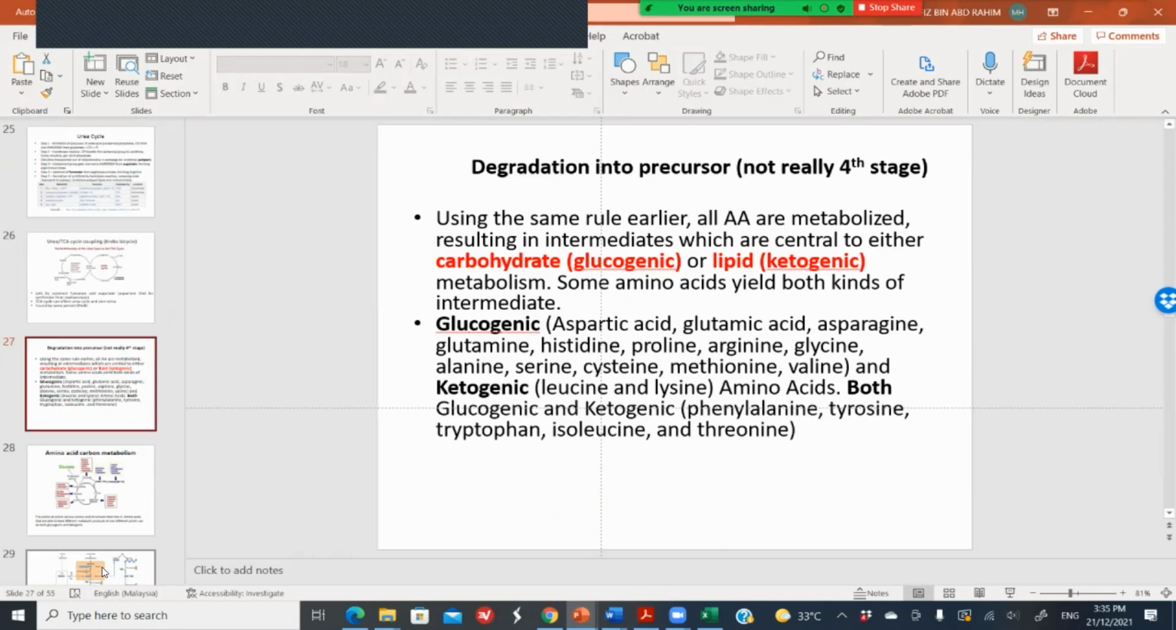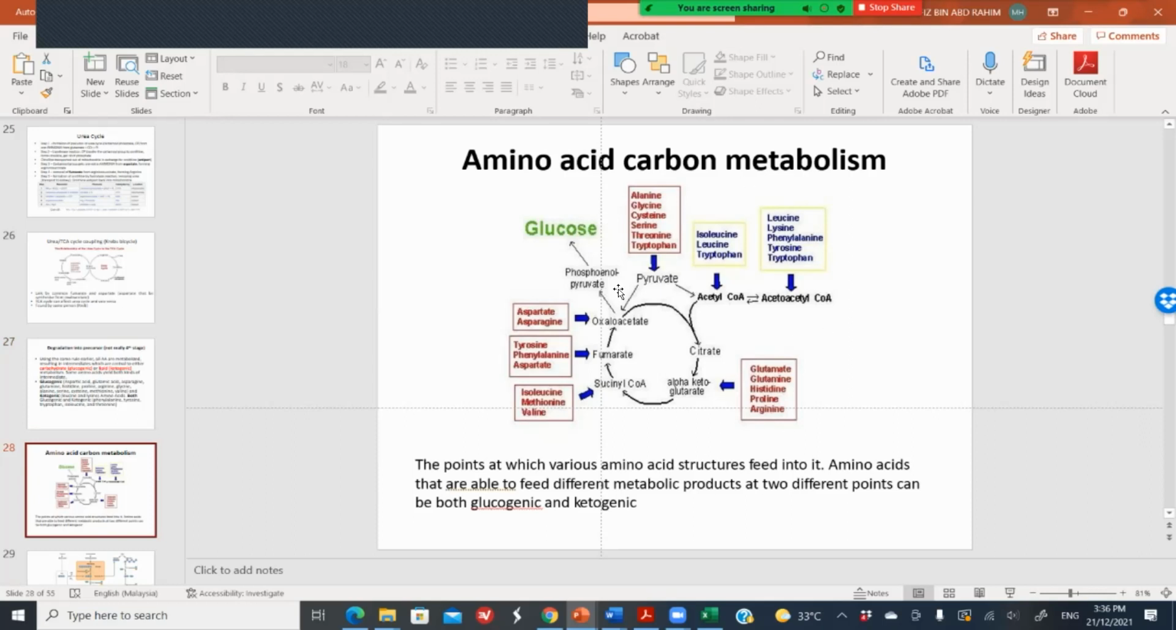Okay, so I just want to say in this slide is all amino acids are metabolized, resulting in the intermediates which are central to either carbohydrate, glucogenic, or lipid ketogenic metabolism. Some amino acids yield both kinds of intermediate. You can see it from this figure lah. Okay, any amino acid that can produce acetyl CoA, or the product of acetyl CoA, we call as ketogenic amino acid. But if it produces other than these two, for example, it can produce pyruvate, okay? It can produce oxaloacetate, it can produce fumarate.